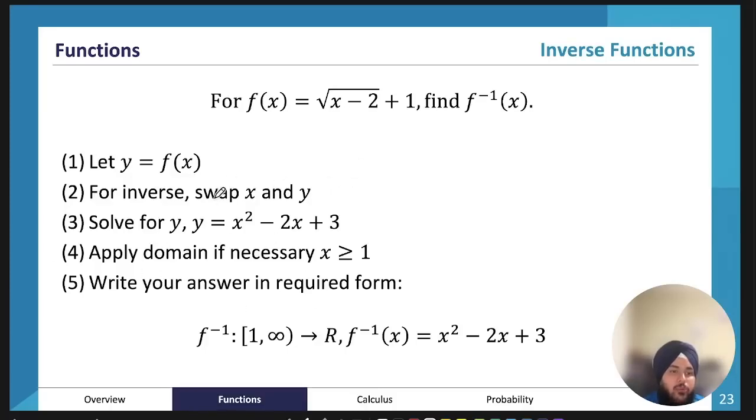Then we are going to rearrange or solve for y to get a new function. This time we should get a quadratic. And then we will apply any domain restrictions. Depending on what the range is of the original function, we might need to apply a domain restriction. But at the end, you should be able to write your answer in function notation like this: f inverse, then the domain and the codomain, and then what the rule is.